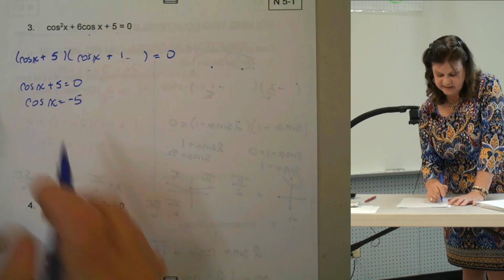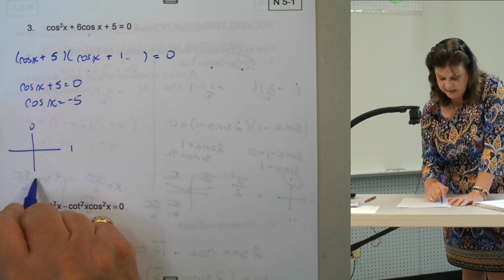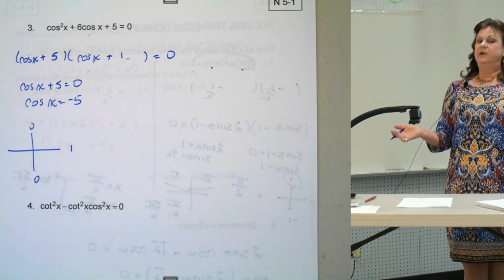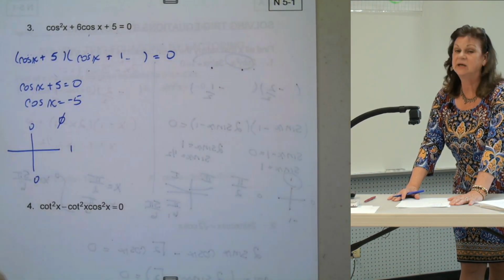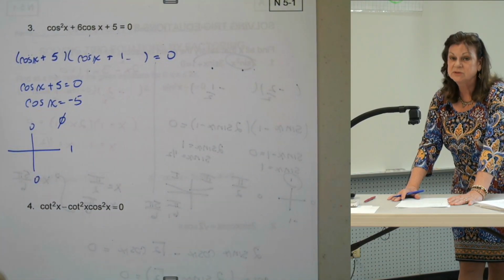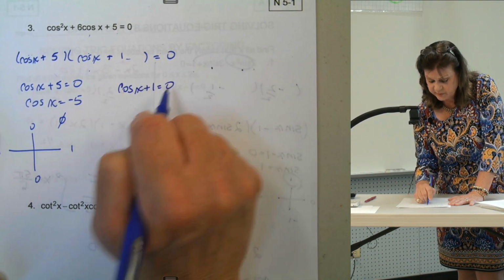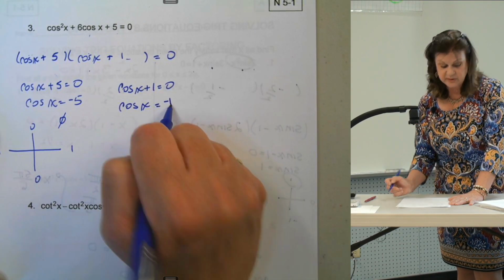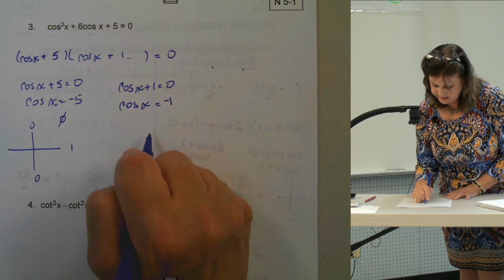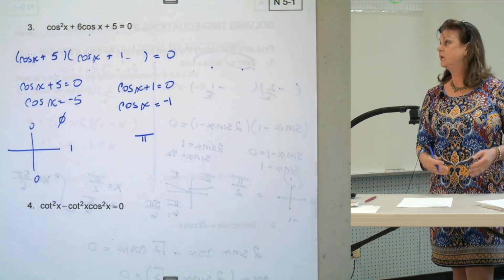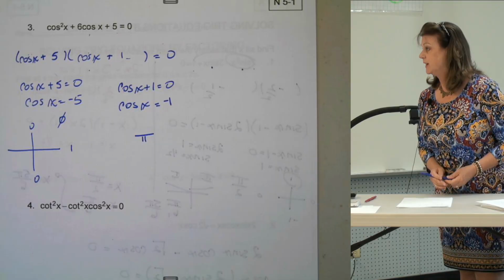Remember, cosine starts at 1, it goes to 0, -1, and 0. So your range of cosine is between -1 and 1. There will never be a time that the cosine of any angle is -5. So there's no solution on that side. Now let's go to the other side. Cosine x plus 1 equals 0. The cosine of some angle is -1. Well, there's only one place that happens, and that is at pi. So in this equation, we only have one value of x that will make this true, and that value is pi.